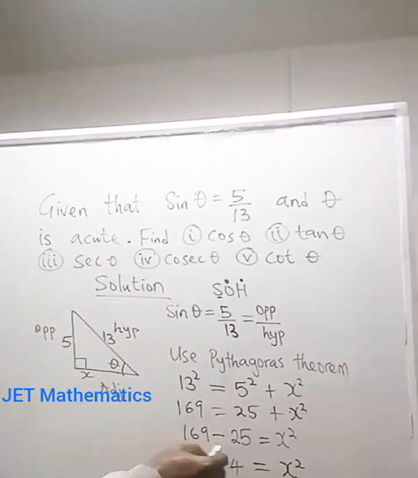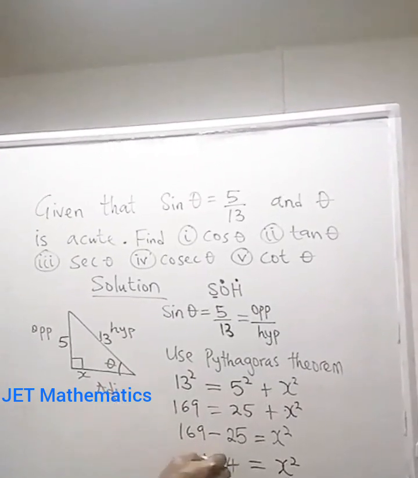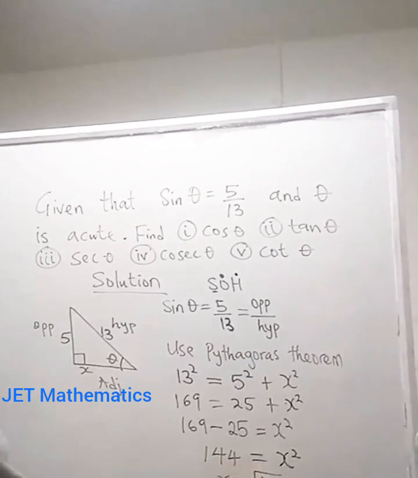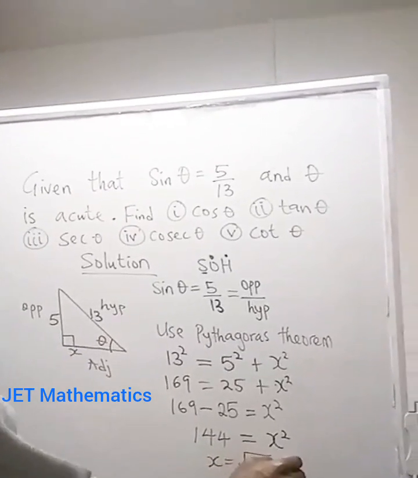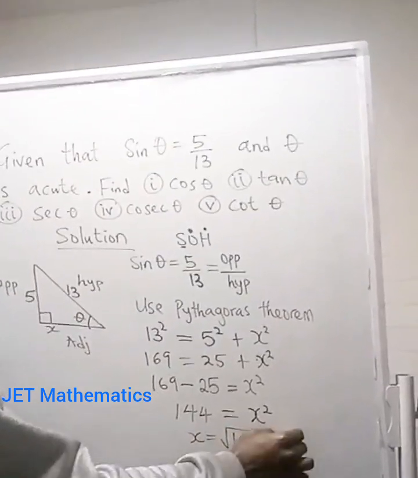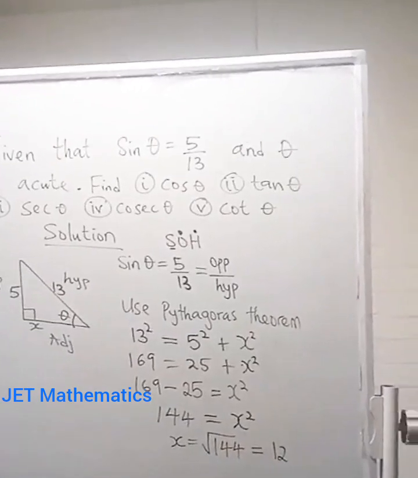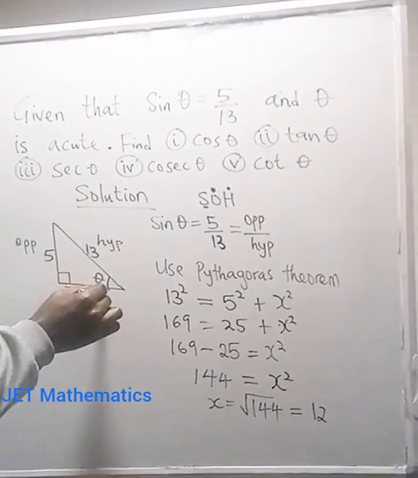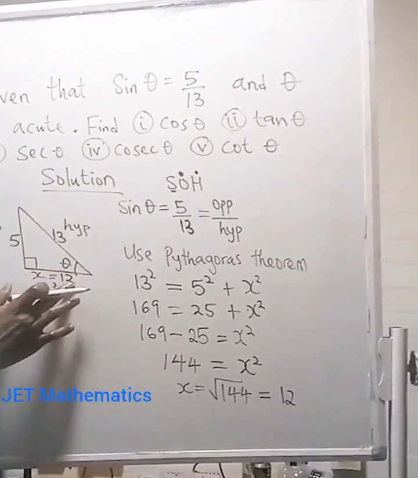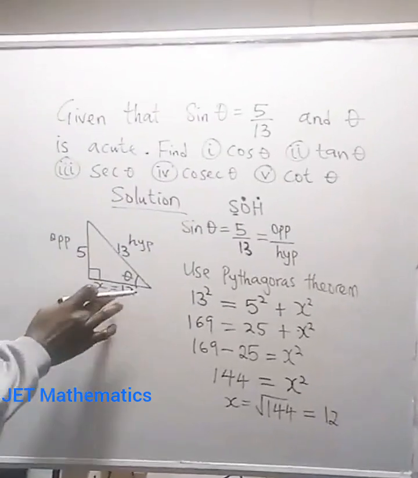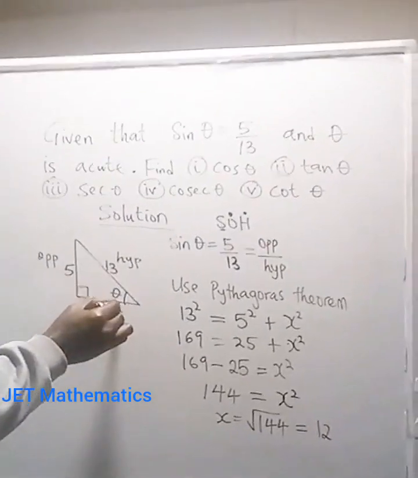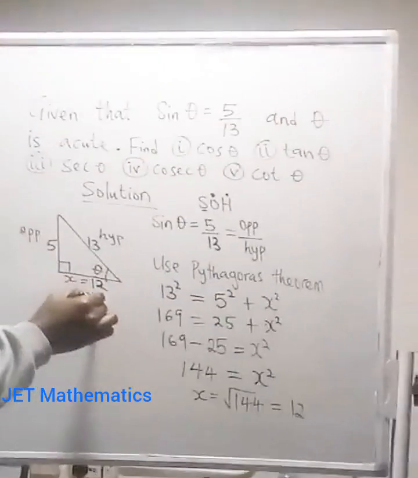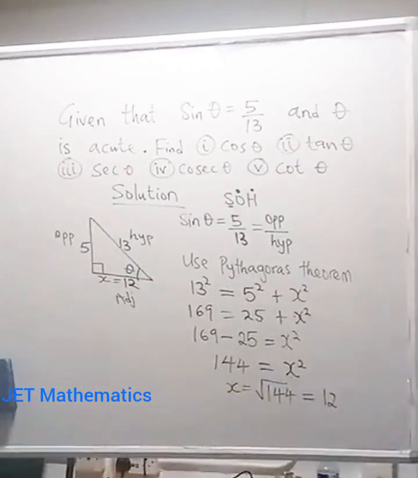So we can take the square root. When we square root both sides, s is equal to the square root of 144, and that is equal to 12. So we see that the adjacent is 12.